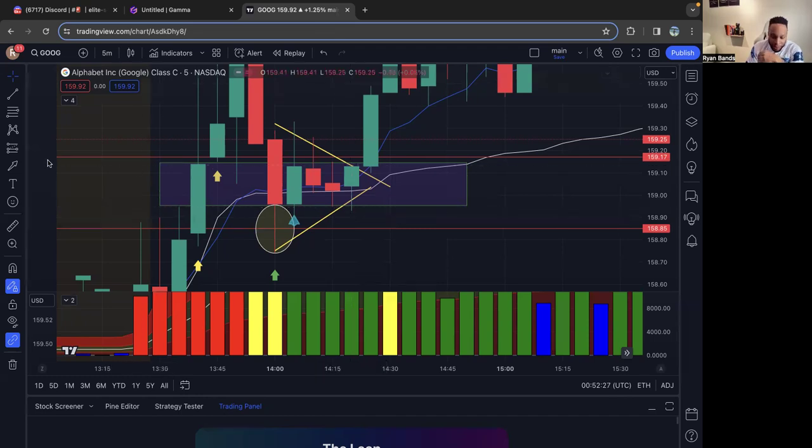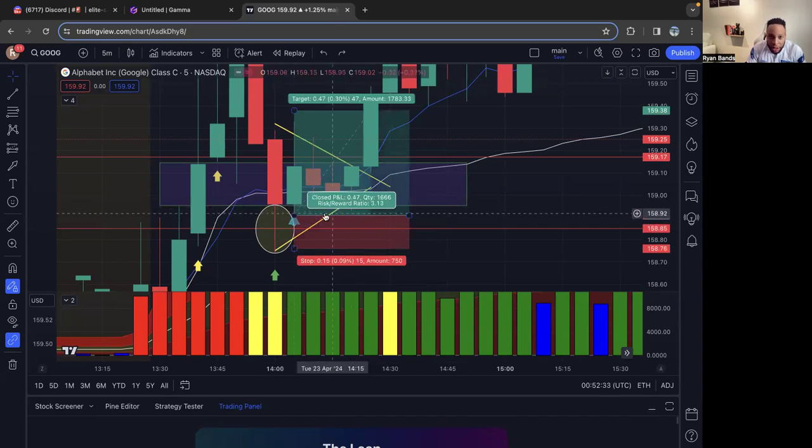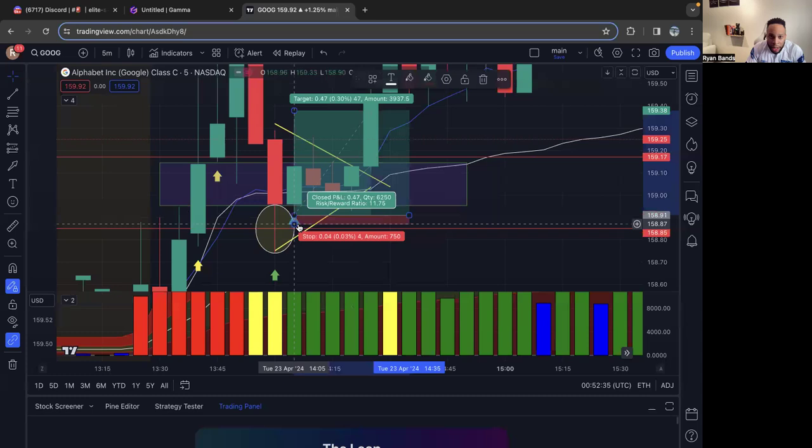But because it didn't, let me show you what actually happened on this trade. So here's our entry. This right here is where my stop loss is going to be, and this right here is my entry.